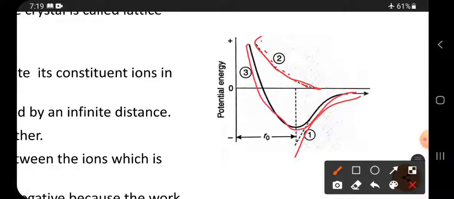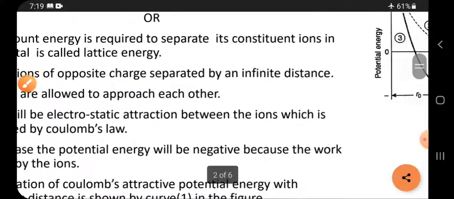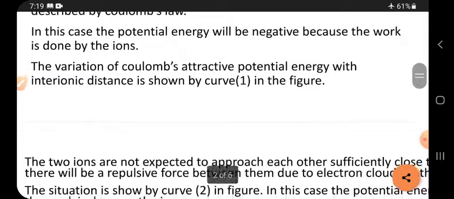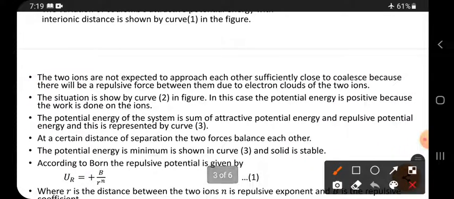The third line indicates the average of repulsion and attraction, which can be shown by a graph like this. The third graph is that, and it is also explained here. See the next line about the third line. The potential energy of the system is the sum of attractive potential and repulsive potential energy. This is represented by curve 3, the sum of attraction and repulsion.